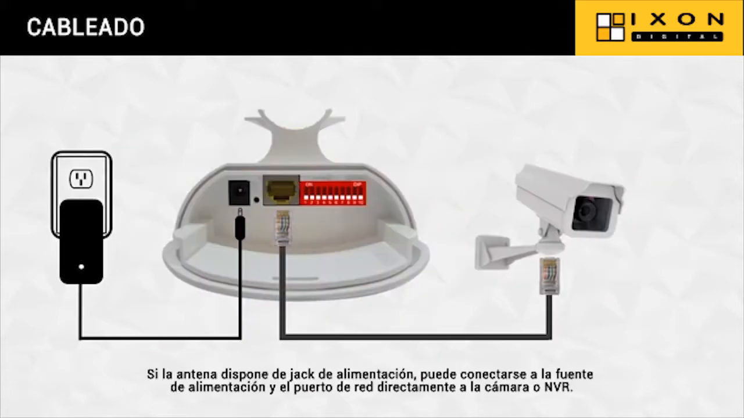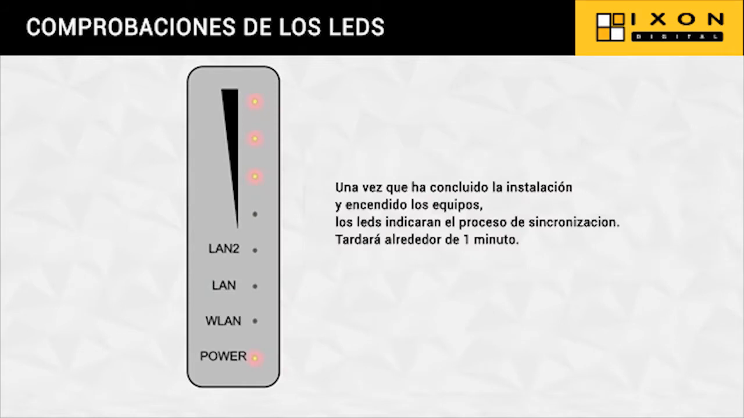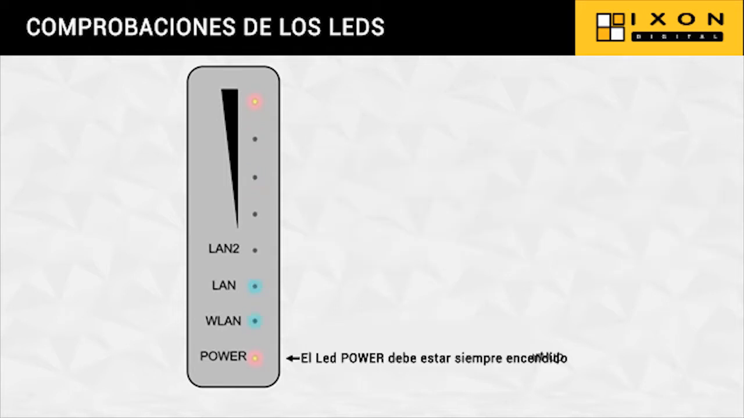If the wireless AP has a DC power supply port, this port is connected to the power supply, and the network port is connected to the camera or NVR. After finishing the setting of the AP, the power is turned on again. It takes about 1 minute to start. The light status shown in the figure is starting. The power light is always on after startup.